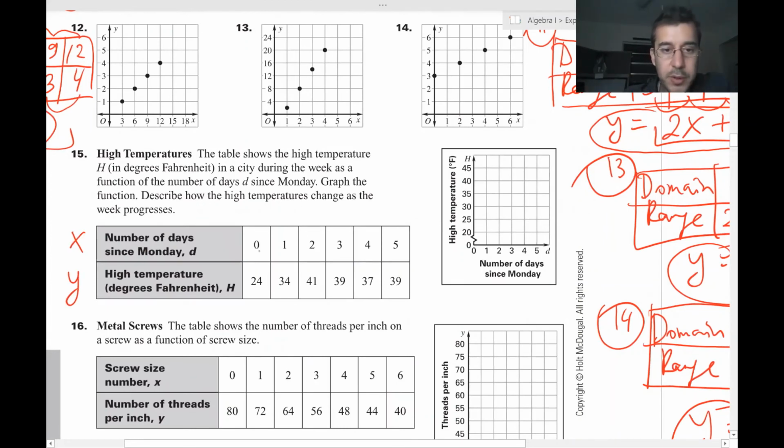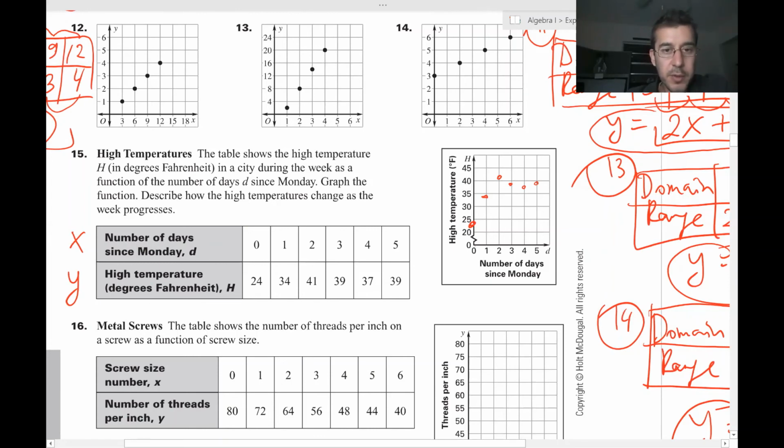So the ordered pairs are 0 and 24, somewhere there. Next one is 1 and 34, somewhere there. 2 and 41. 3 and 39. 4 and 37, and then 5 and 39. Okay.